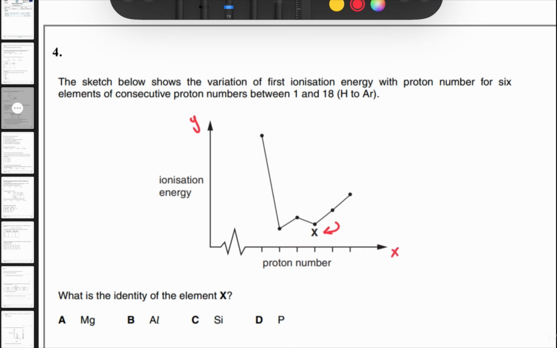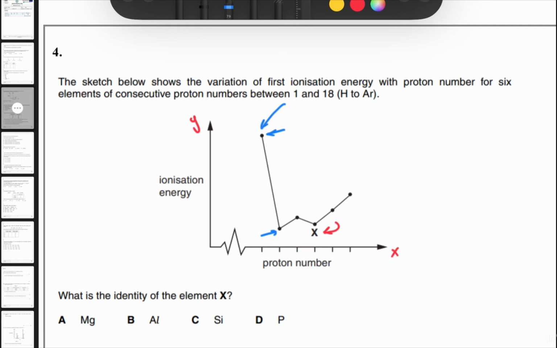And for sure, if you look at this graph, it represents the trend in the ionization energy. What we should identify from this graph is, if you look at this ionization energy here and just compare it to this one, you can see that there is a great difference between those.